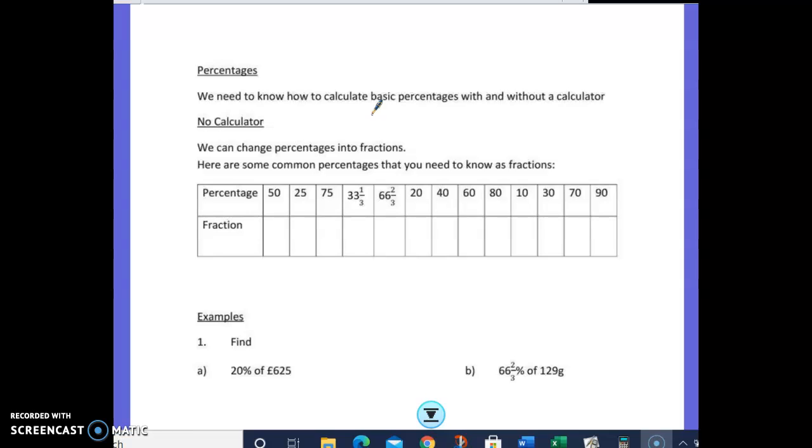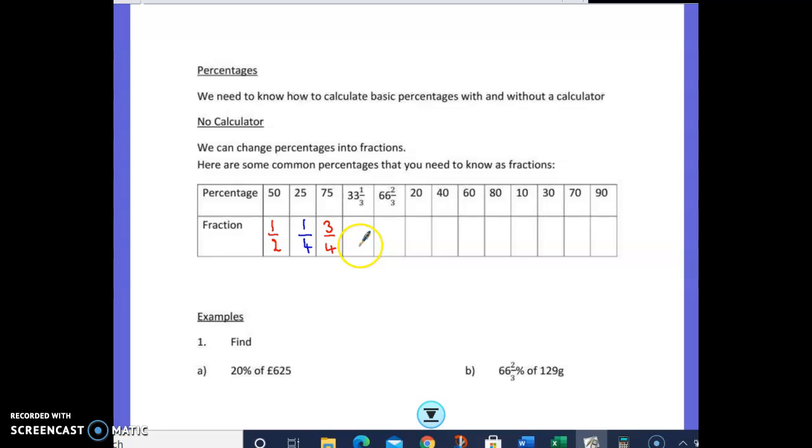If you're asked to find a percentage of something in your non-calculator paper, the easiest way to deal with a percentage in a non-calculator way is to change it from a percentage to a fraction. Now these are your common percentages as fractions. You should know what these ones are, hopefully. 50%, same as a half. 25% is a quarter. 75%, 3 lots of 25, so it's 3 quarters.